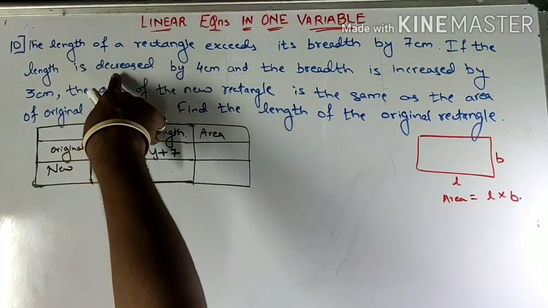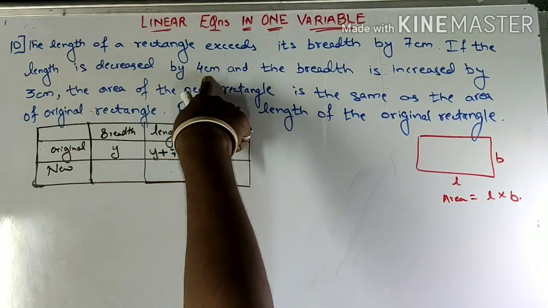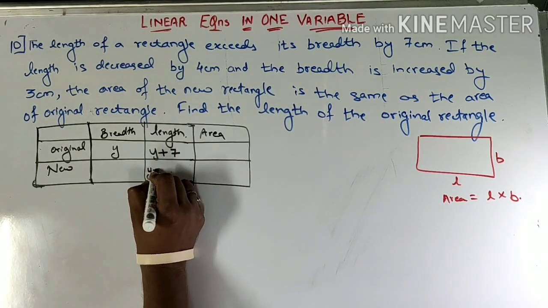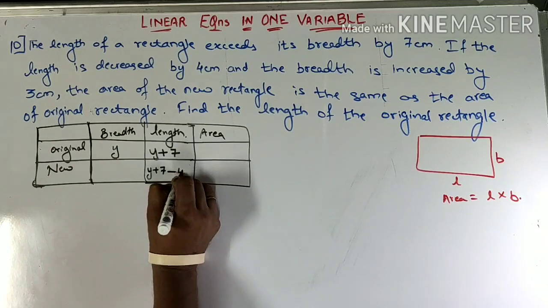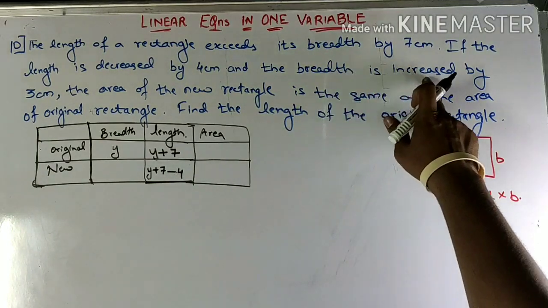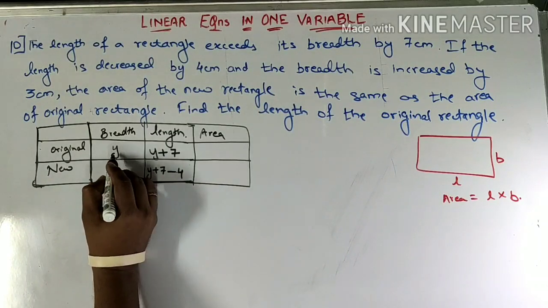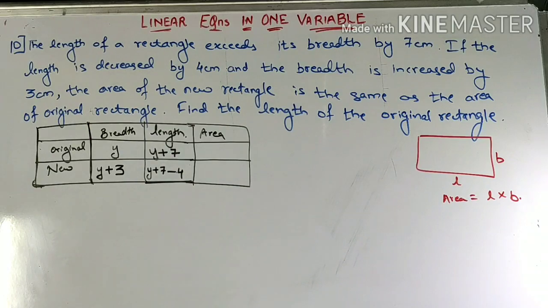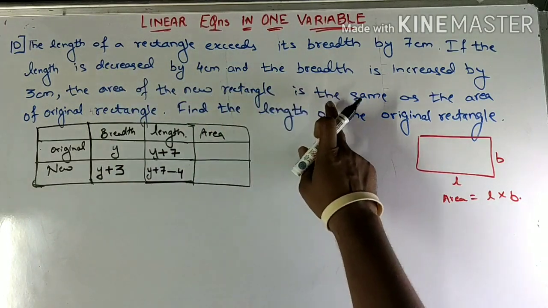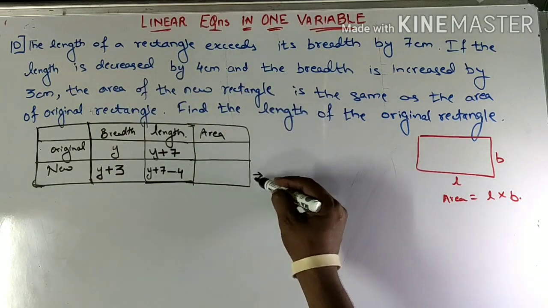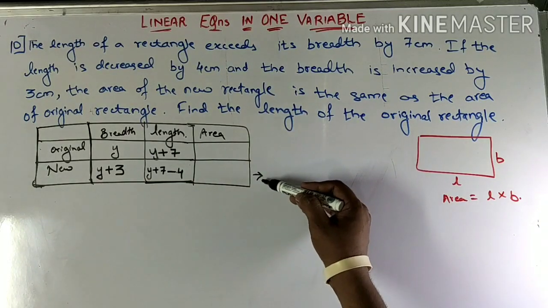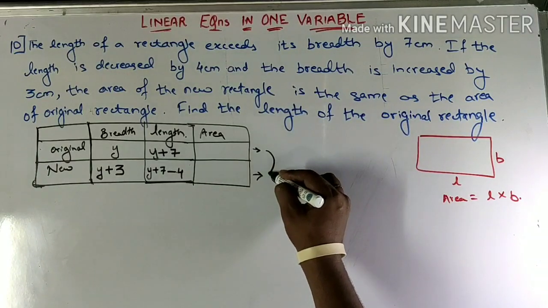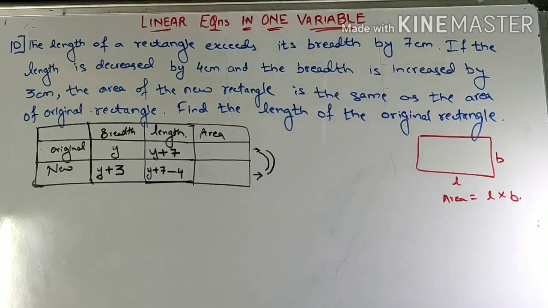If the length is decreased by 4 centimeters, that means if I decrease this by 4 centimeters, that means y plus 7 minus 4, and the breadth is increased by 3. So breadth is y, we are supposed to increase it by 3, y plus 3. The area of the new rectangle is the same as the area of the original rectangle. That means they both are equal.